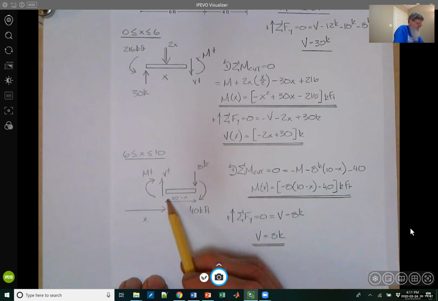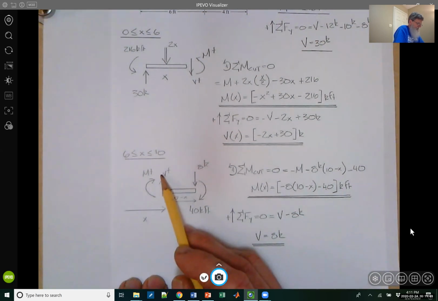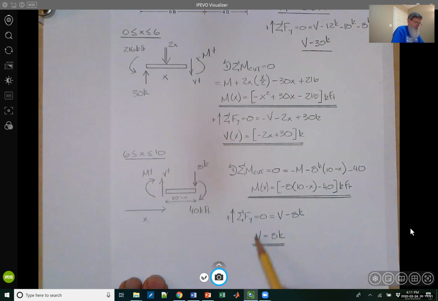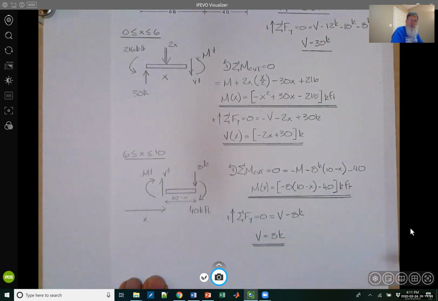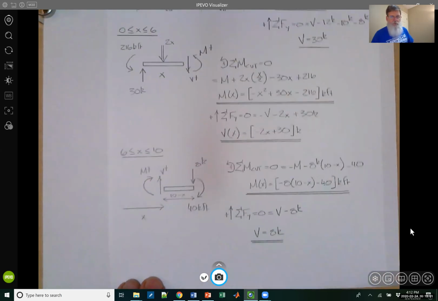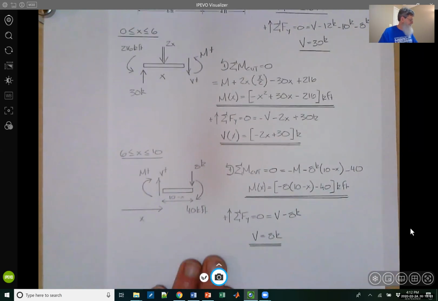And then there's some forces. I have up for shear, down for 8. That's a pretty easy one to do. Also, I can take the derivative of my moment, and I do get the shear, so that seems to match. So I feel pretty confident that those look pretty good.